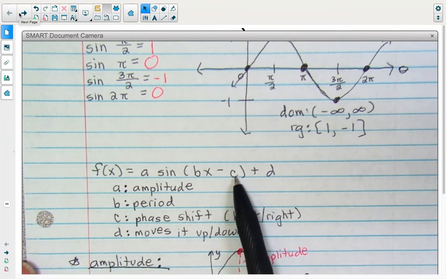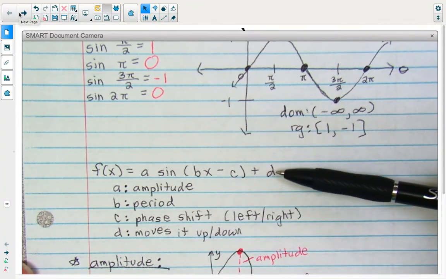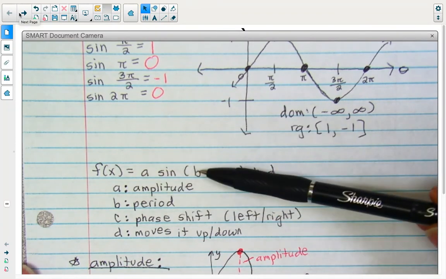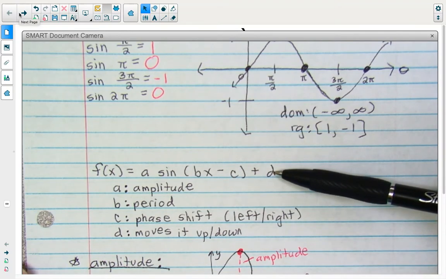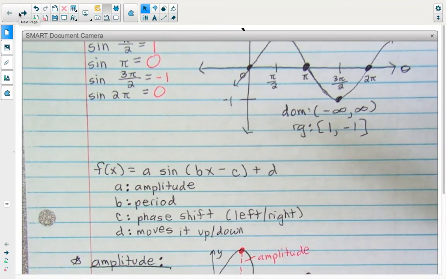C is the phase shift, and D determines if it moves up or down. So we have the amplitude, the period, the phase shift, and the D on the outside is going to move it up or down. So let's go through our definitions, and then I'm going to use Desmos again to further illustrate what these mean for us.